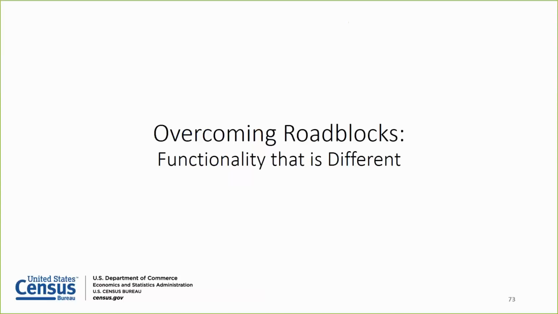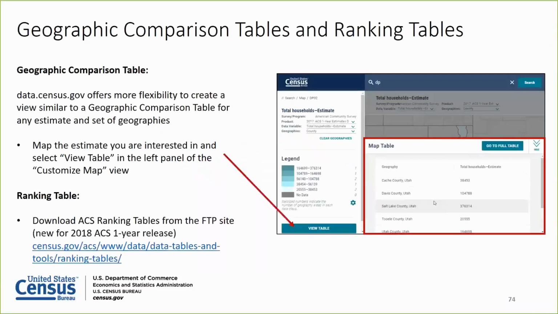So some of the functionality is different than how it was previously on things like American Fact Finder. One is what we've talked about, the geographic comparison tables and also the ranking table. So first, the geographic comparison tables: data.census.gov is offering a different way. It's not in a static table format. It does offer more flexibility. You can access it through the map where you can choose any of the estimates and set the geographies. So we think that the functionality is much better in this. So please check it out and let us know what you think.